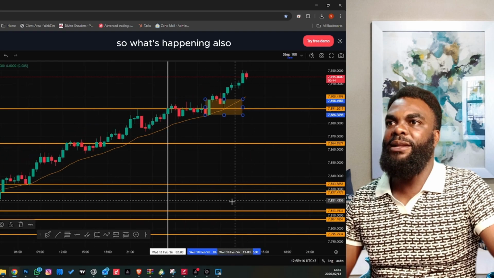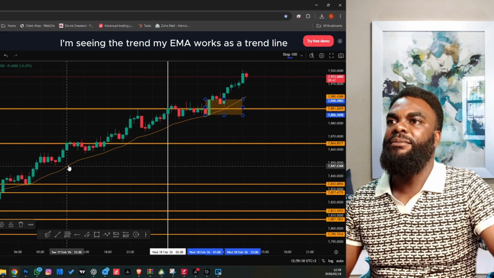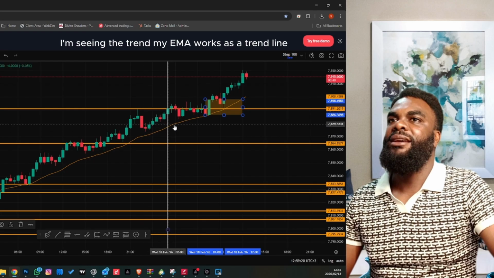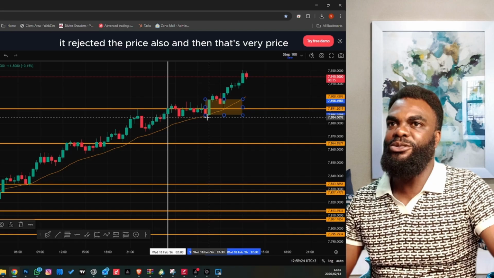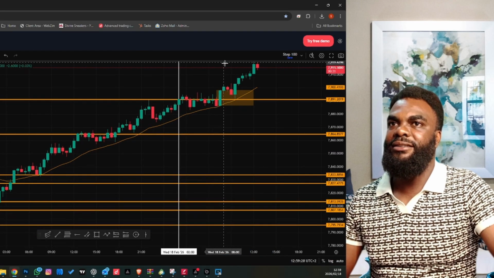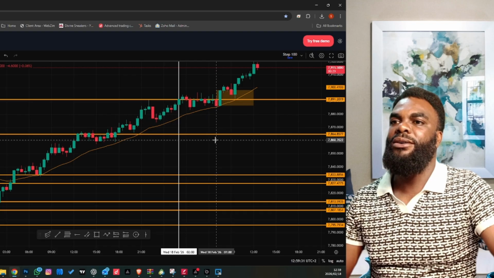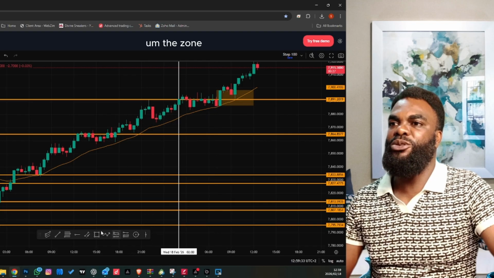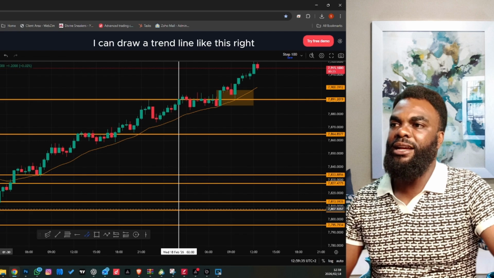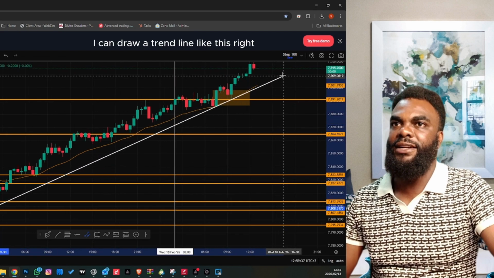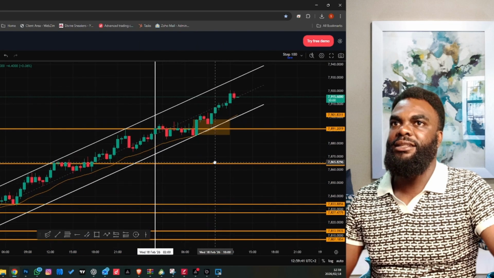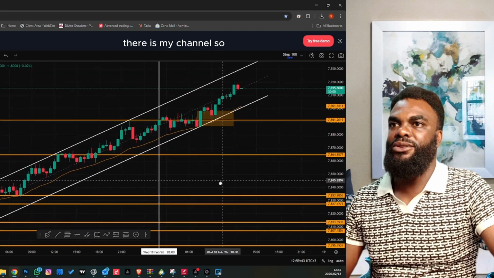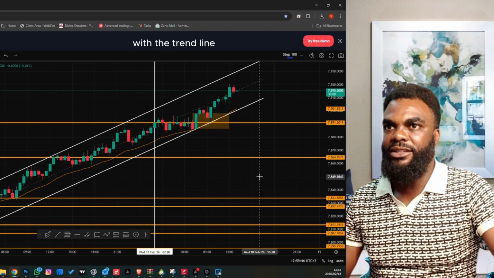So what's happening also, I'm seeing the trend. My EMA works as a trend line. It's a dynamic trend line. It rejected the price also, and then it broke the zone. What am I saying? I can draw a trend line like this, right? There is my trend line. There is my channel. So with the trend line, you're going to see more.